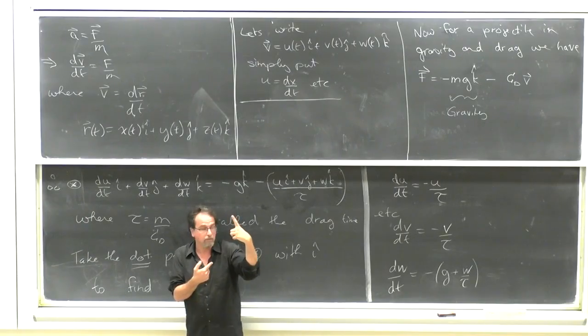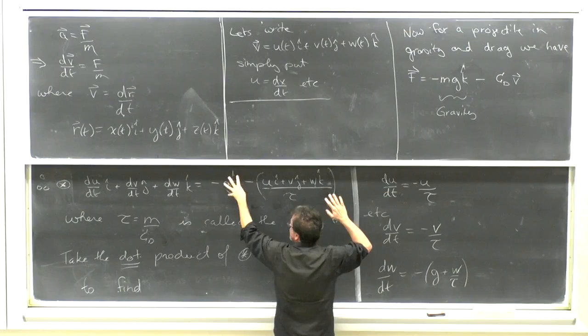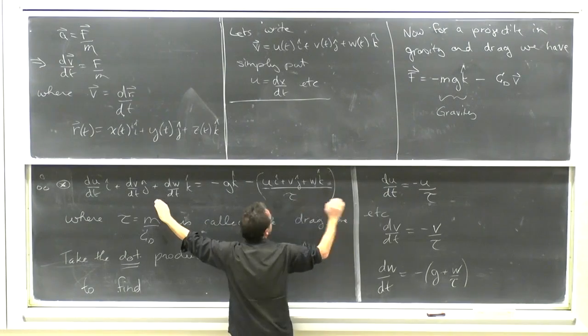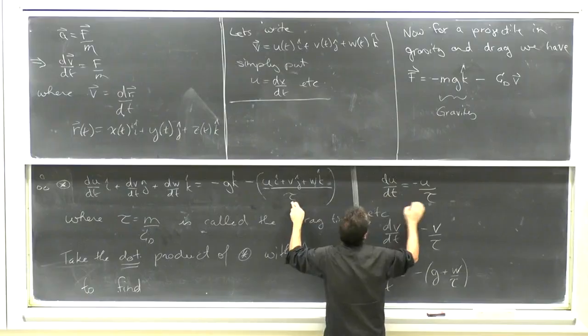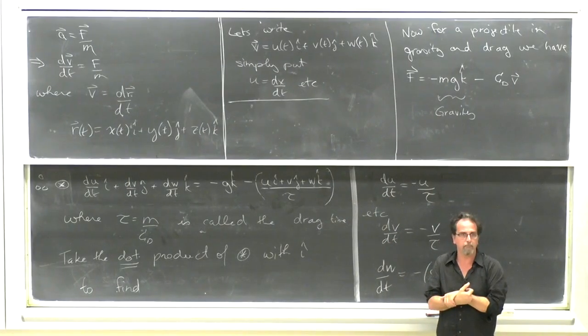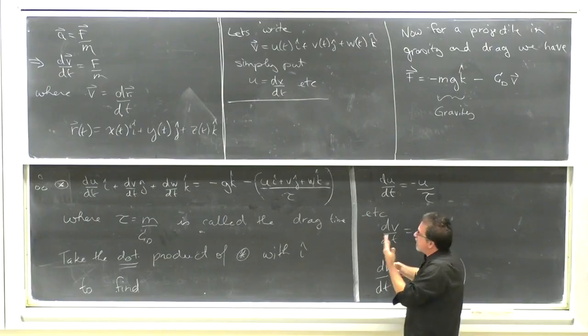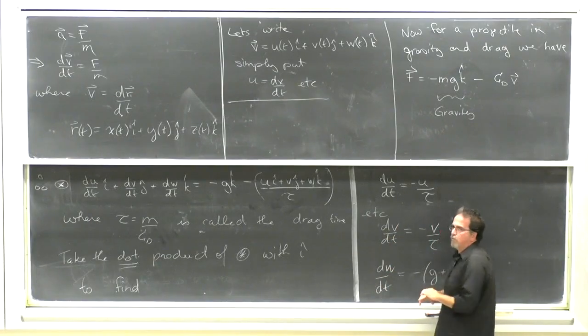It's a unit vector. So if you take the dot product with i hat on both sides, on that side all you're left with is du/dt, and on this side all you're left with is negative u over tau. That's one of the equations you get. You do that again with j hat, that's the second equation. You do that again with k hat, that's the third equation.